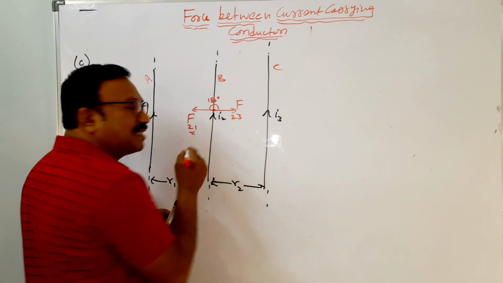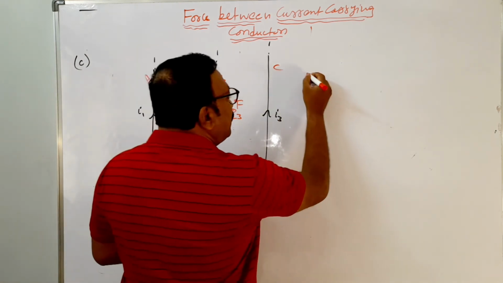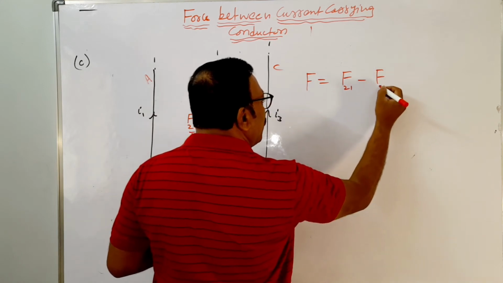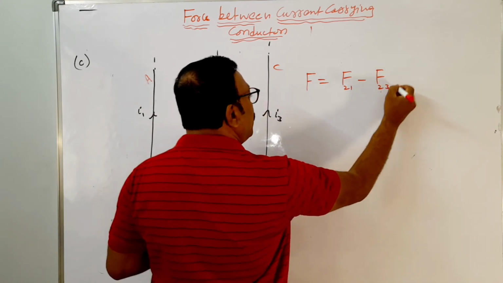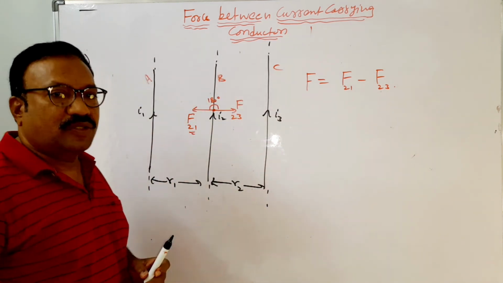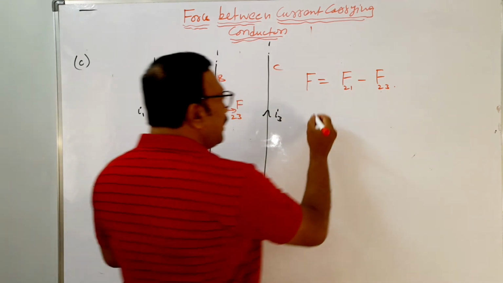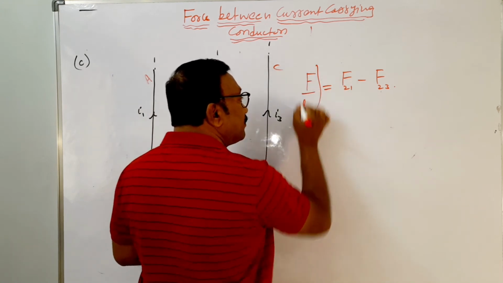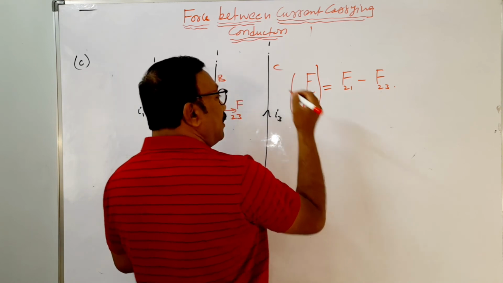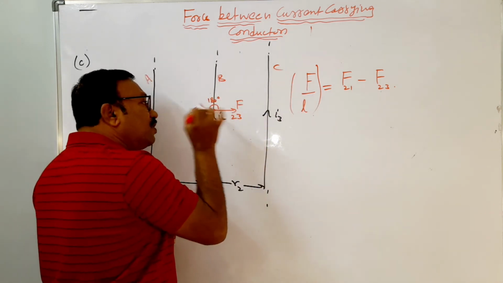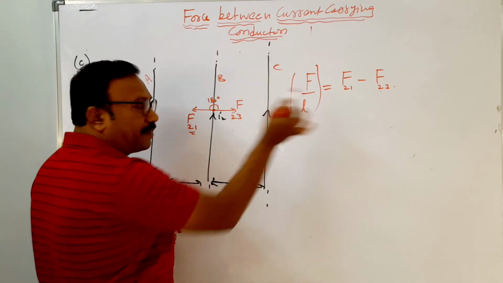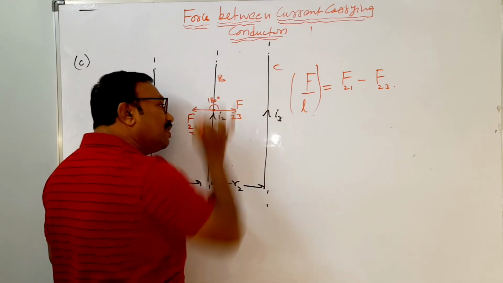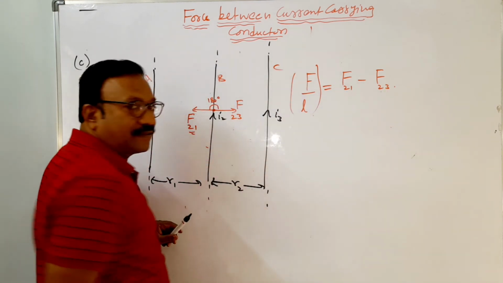So the resultant force I have to calculate. Let us say this force is greater. Then the resultant force will be equal to the force on the second wire due to the first wire minus the force on the second wire due to the third wire, because they are acting in opposite directions. So we substitute force per unit length; the resultant force per unit length on the middle wire is given by this.